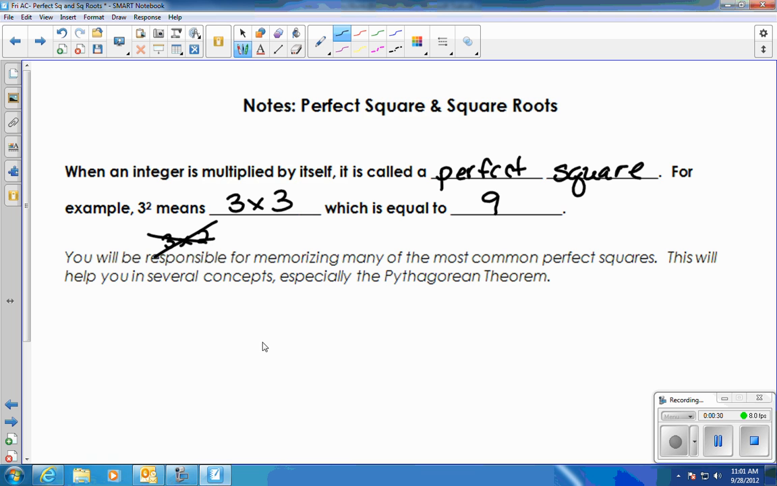You will be responsible for memorizing many of the most common perfect squares. This will help you in several concepts, especially when we get to the Pythagorean theorem in 8th grade.